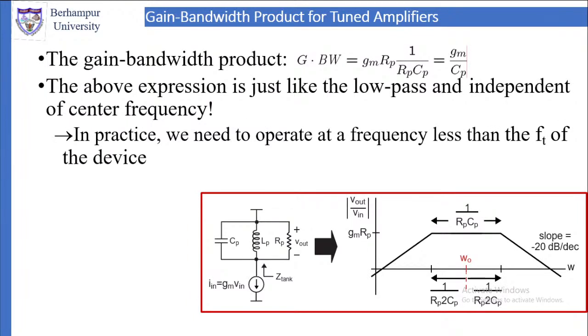So for the gain bandwidth product of the tuned amplifier or the narrowband amplifier, gain into bandwidth is equal to gm into Z, which we have seen. So Z is equal to Rp into 1 by Rp Cp. So that is equal to gm by Cp as in the previous. So this expression is just like the low pass and is independent of the center frequency. In practice, you need to operate at a frequency which is much less than Ft of the device.